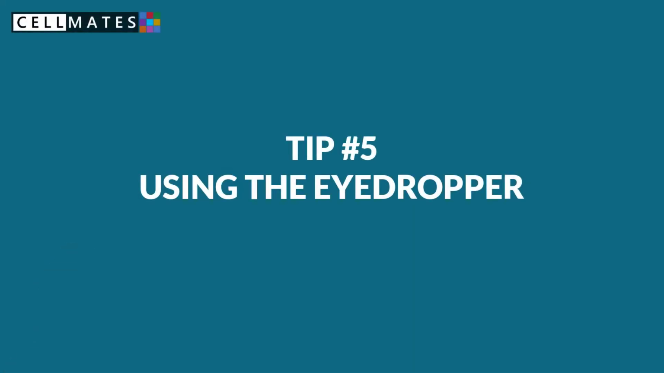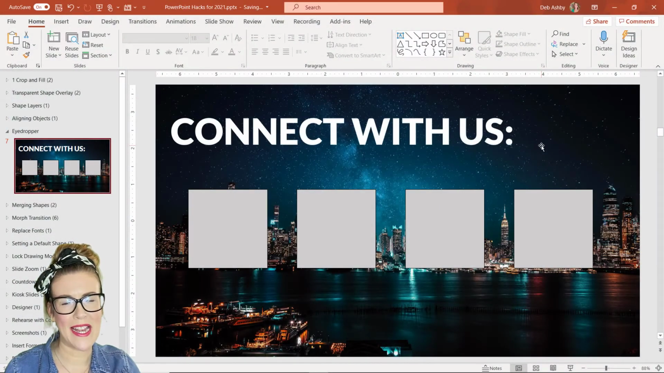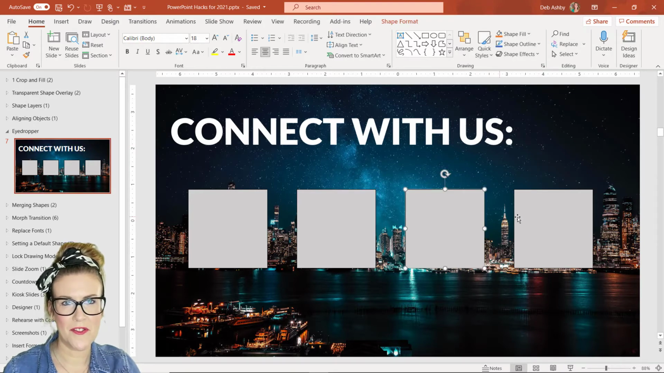Tip number 5, using the eyedropper utility. The eyedropper in PowerPoint helps you achieve a consistent look and feel in your slides. For example, I can take one of the colors that's already in use in the slide and apply it to something else. So maybe I want to fill these 4 shapes with a color from the background so that everything melds together nicely. Well, it's very simple.